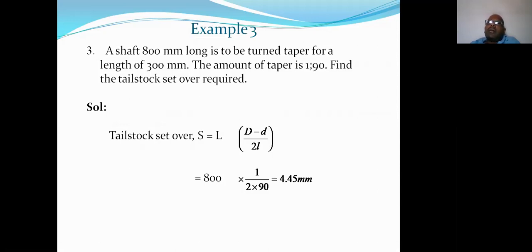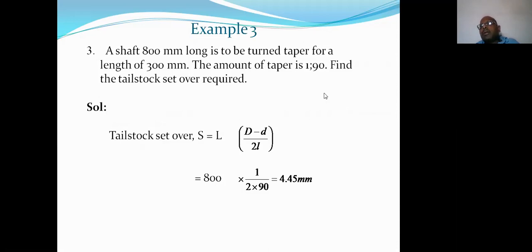And in the fourth method, the limitation of length is eliminated, but here a new problem enters the picture. That is, the taper angle produced is restricted to a smaller angle. Why? Because as the angle increases, the tailstock set over should be high. It is not possible to offset the tailstock to larger values. That is the reason why the taper angle is a small value by using the tailstock set over method.